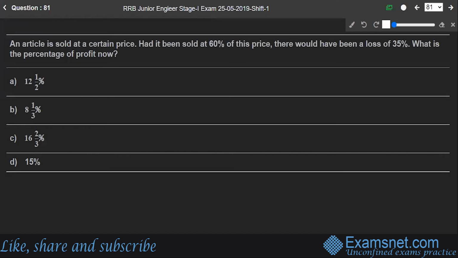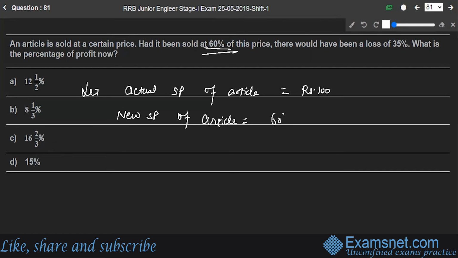Question number 81. An article is sold at a certain price. Had it been sold at 60% of this price, there would have been a loss of 35%. What is the profit percent now? So first of all, let's say the actual selling price of the article is 100 rupees. Then, according to the question, the new selling price of the article will be 60% of that selling price. So that means it will be equal to 100 into 60 upon 100, which is equal to 60 rupees.